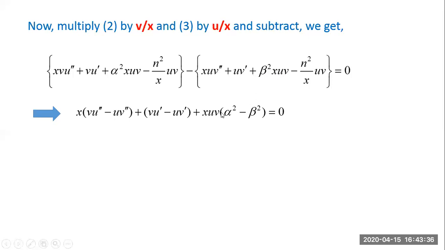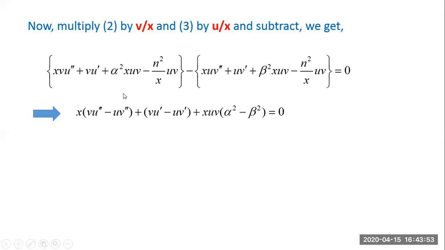So take x into uv common, you get alpha square minus beta square minus n square divided by x into uv. This minus and this plus n square by x into uv get cancelled. So we get only these three terms.